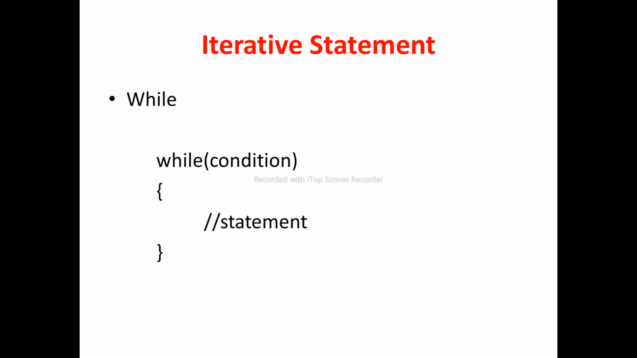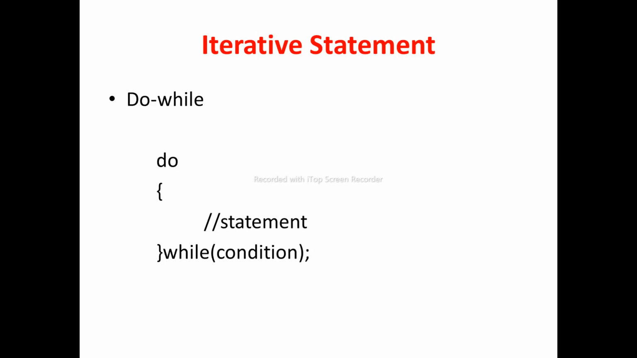Next topic is the iterative statement. It executes a set of statements repeatedly. First iterative statement is the while. While, in brackets, we can write the condition, and here is the statement of the iterative statement. Next is the do while. Do, here we can write the statement, and here we can write the condition.